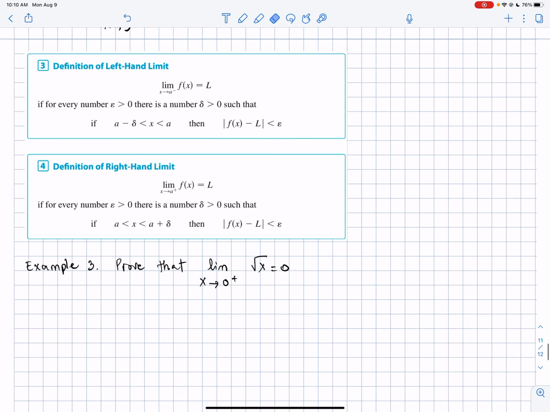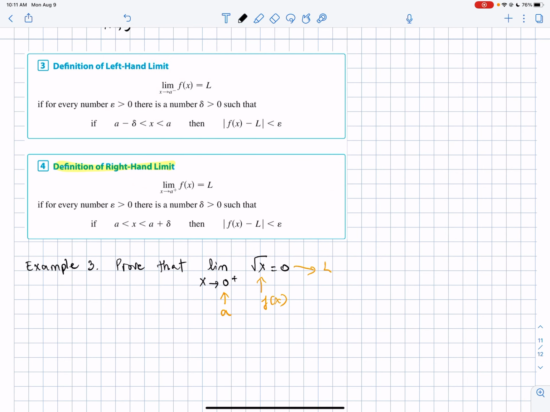Example number 3: we want to prove that the limit of square root of x as x approaches 0 from the right side equals 0. So we will use the definition of the right-hand limit because x approaches a number from the right-hand side. So let's find out L. This is L, this is f of x, and this is A.